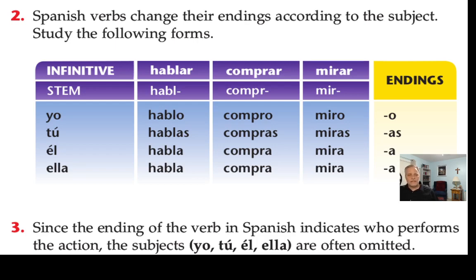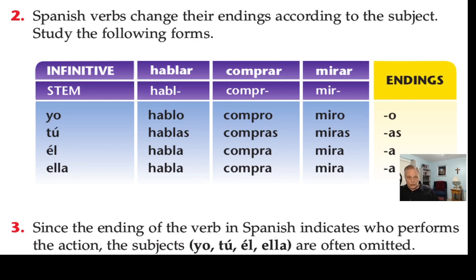So you see, it's really very simple. You just take off the AR at the end, and you're left with what's known as a stem, HABL, and you just add the endings, which you can see here are O, AS, A, and A, respectively.